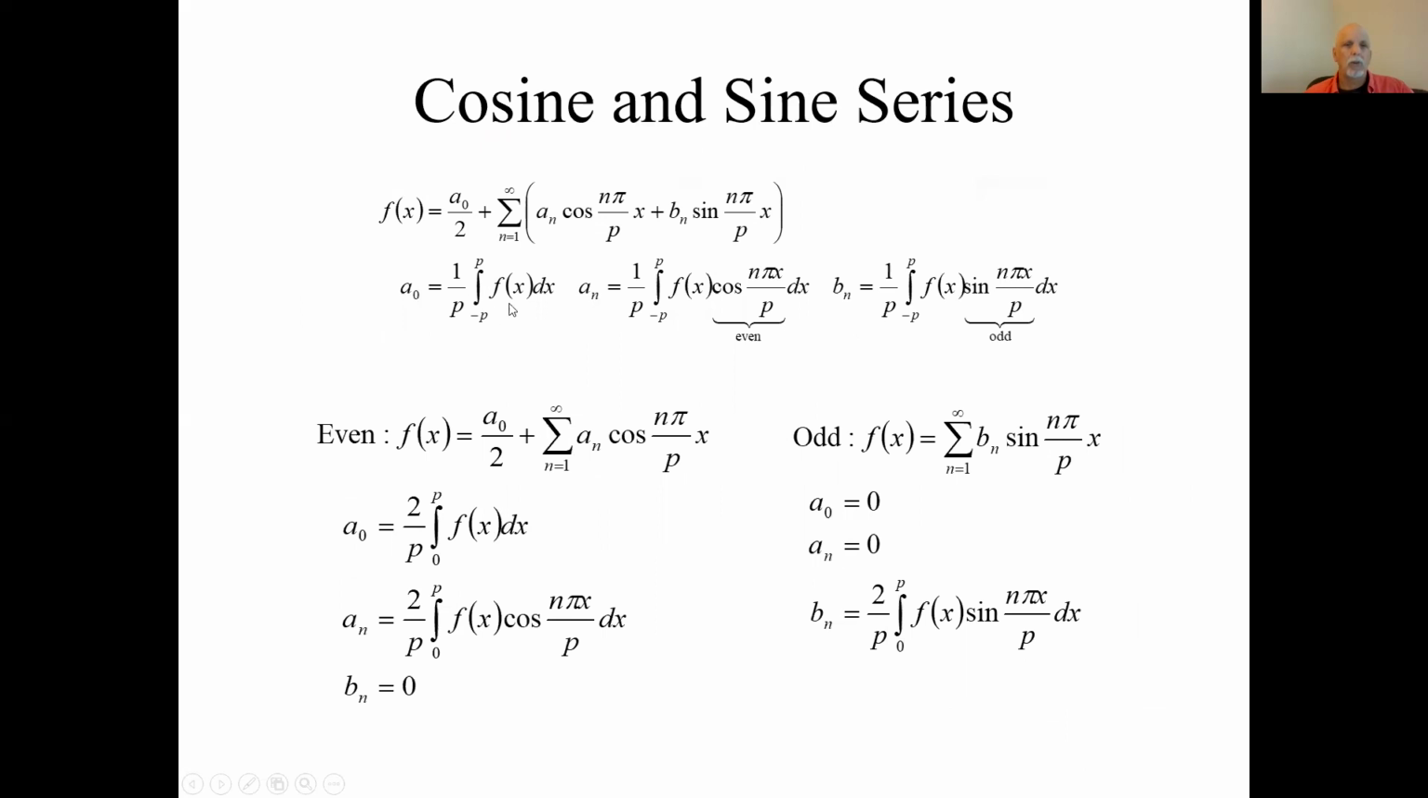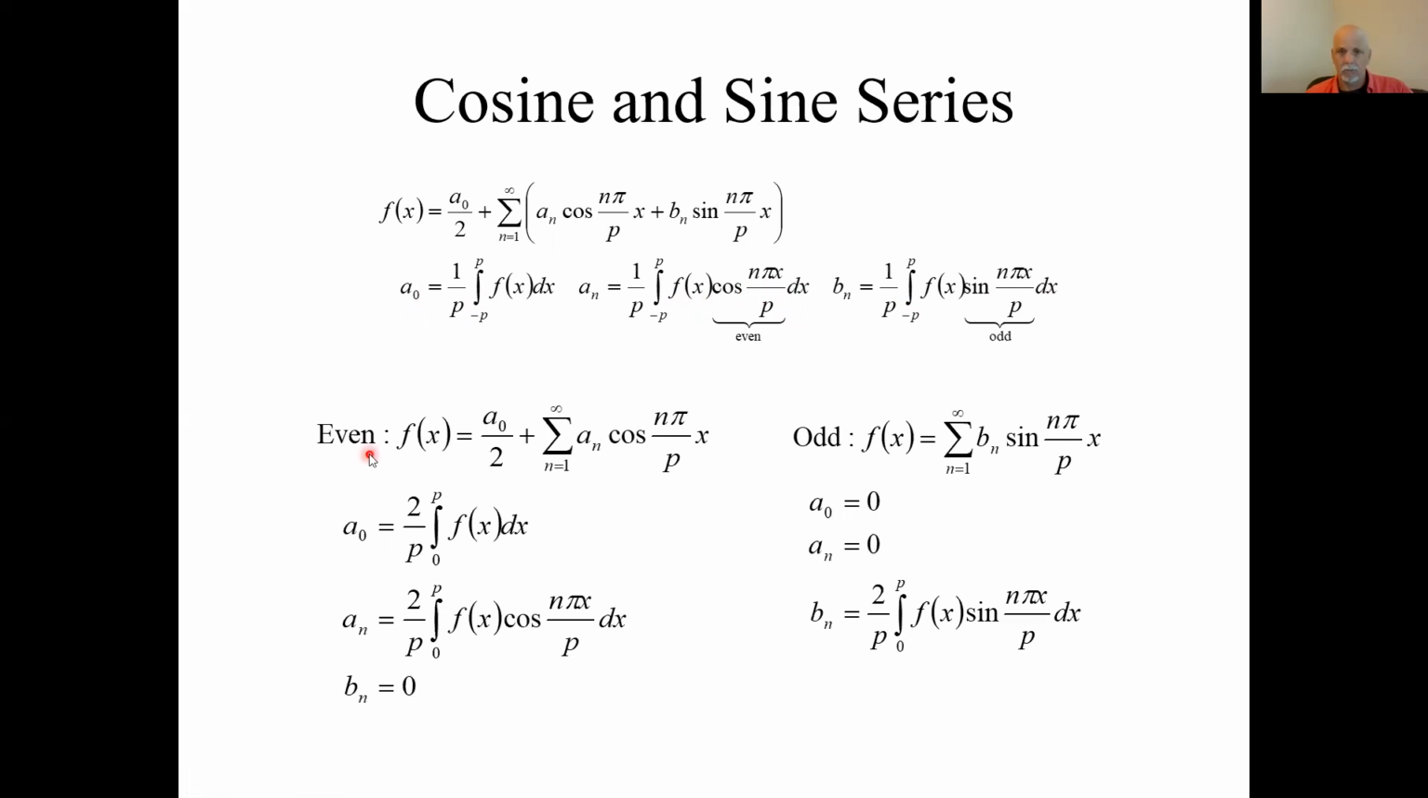Because look, what if your function is even or if your function is odd? Here is the trigonometric Fourier series. Here are the coefficients. Cosine is an even function. The variable is x. The cosine of something is an even function. The sine of something is an odd function. So now let's look at whether the function itself, f of x, is even or odd.